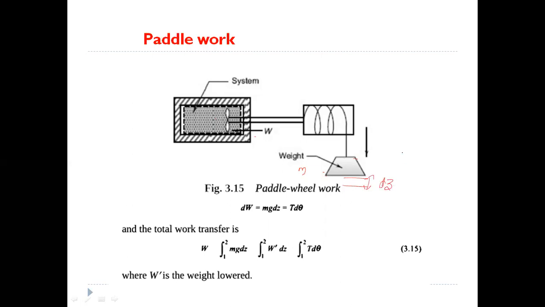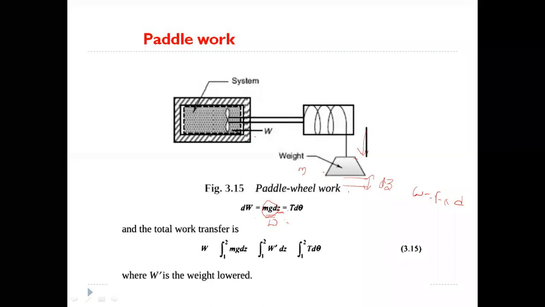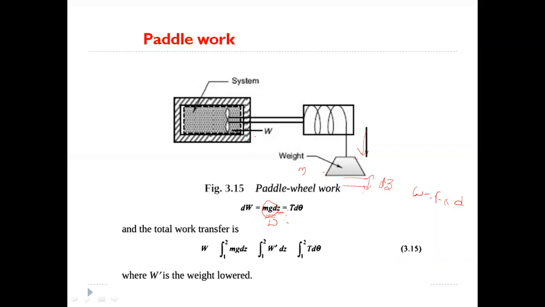Okay, and T is the torque transmitted here. Then dW is given by mg, which means weight, and dz, which means distance. We write work as force into distance. The force acting here is only the weight. So the weight W is given by m into g, and the distance traveled is dz. So force into distance means mg into dz. This can be written in terms of torque and the angle of rotation d theta as T into d theta.